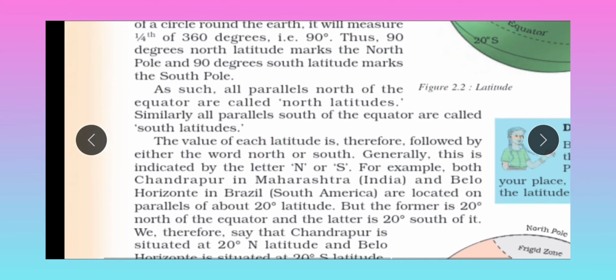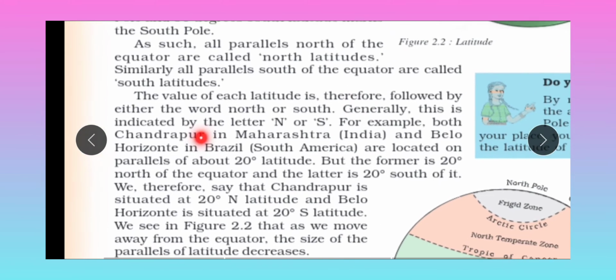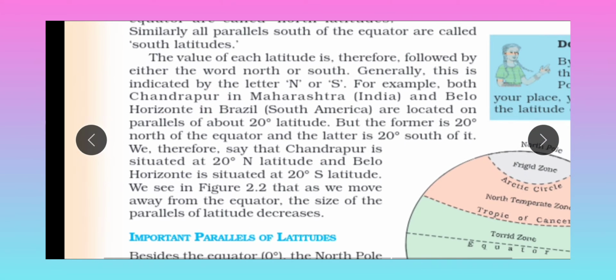As such, all parallels north of the equator are called north latitude. Similarly, all parallels south of the equator are called south latitude. The value of each latitude is therefore followed by either the word north or south. Generally, this is indicated by the letter N or S. Okay, for example, both Chandanpur in Maharashtra in India and Belo Horizonte in Brazil, South America are located on the parallel of 20 latitude, but the former is 20 degrees north of the equator and the latter is 20 degrees south of it.